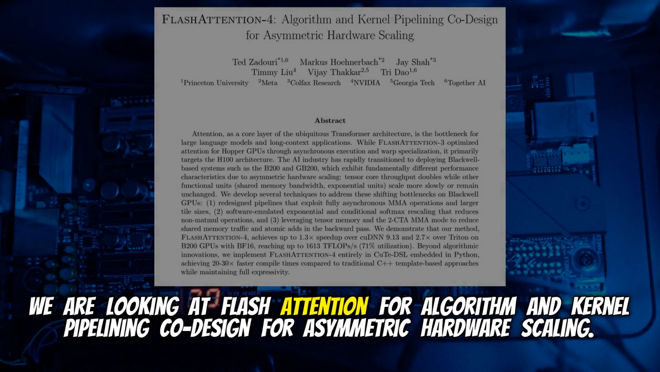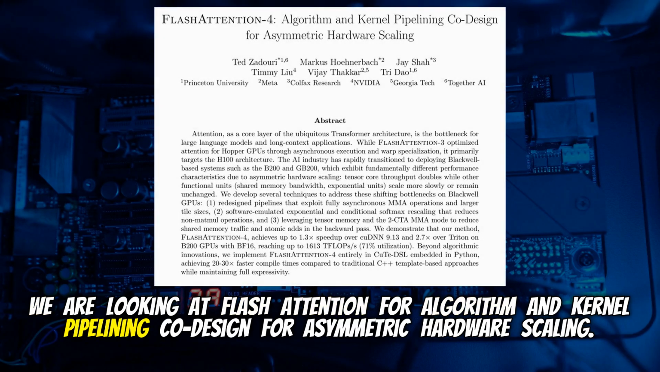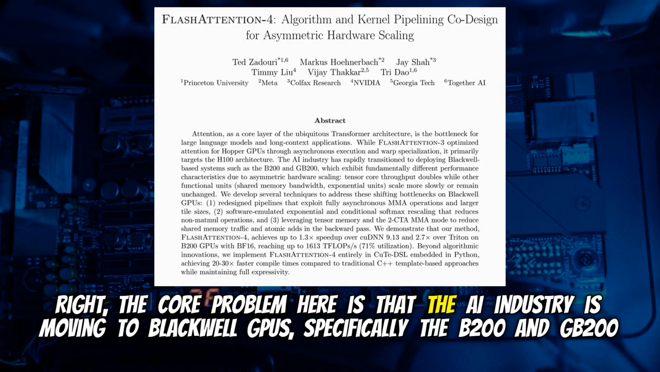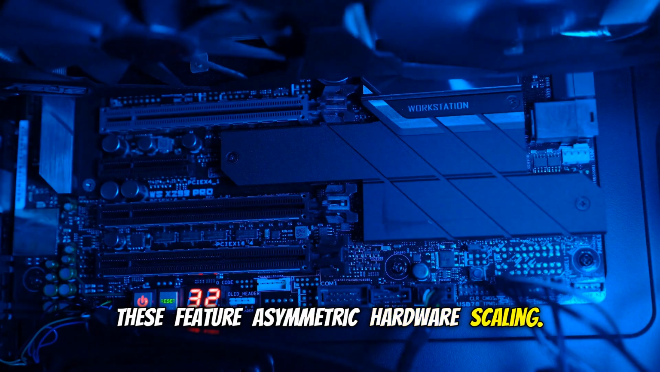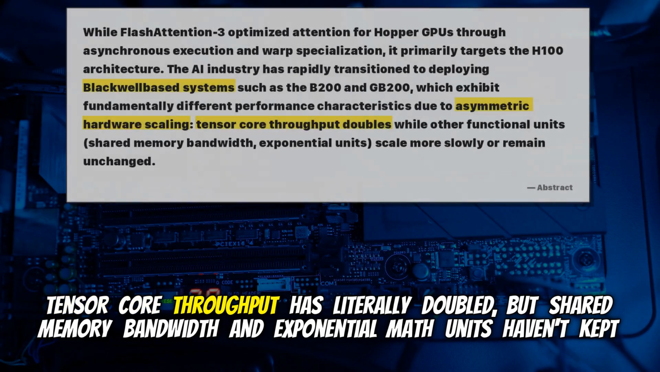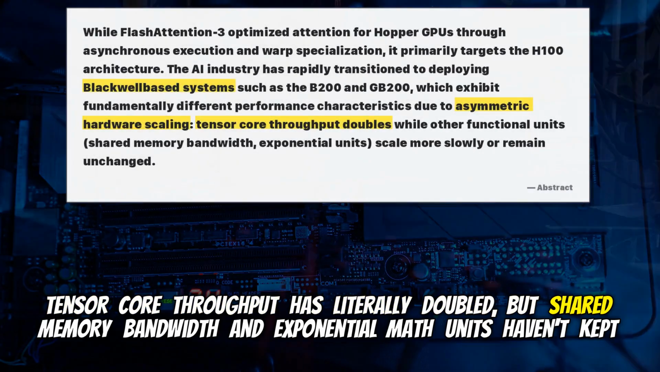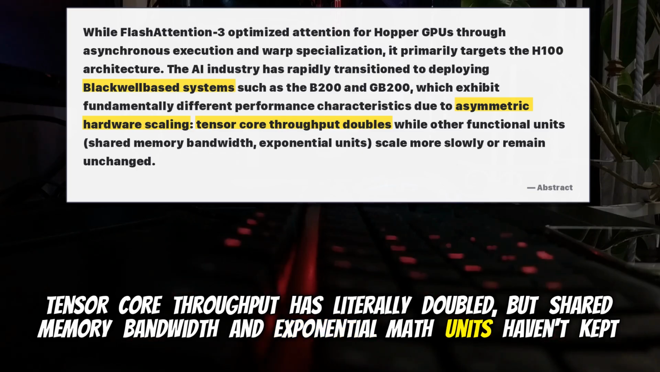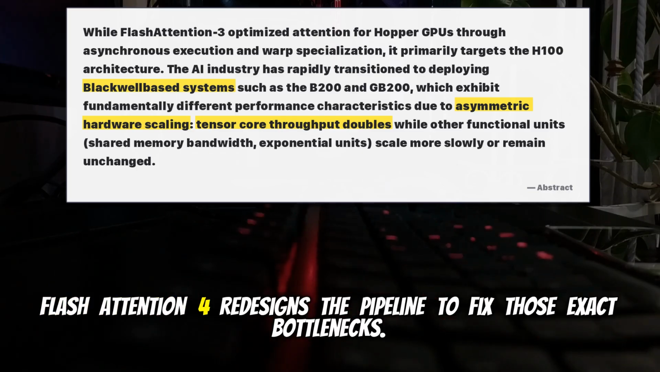We are looking at FlashAttention-4, algorithm and kernel pipelining co-design for asymmetric hardware scaling. The core problem here is that the AI industry is moving to Blackwell GPUs, specifically the B200 and GB200 architectures. These feature asymmetric hardware scaling. Tensor core throughput has literally doubled, but shared memory bandwidth and exponential math units haven't kept pace. FlashAttention-4 redesigns the pipeline to fix those exact bottlenecks.